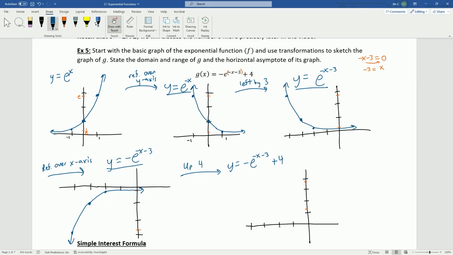So we go up 4 from this point, which was at -2, -1/e. So that goes up to here. This one was at -3, -1. So that's going to go up to here. And this last one moves to here. And keep in mind, our asymptote was the x-axis. So it's moved up 4 to y equals 4.